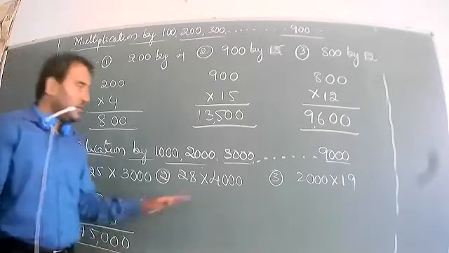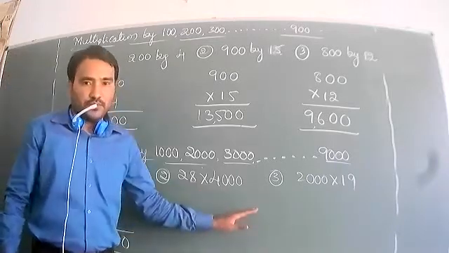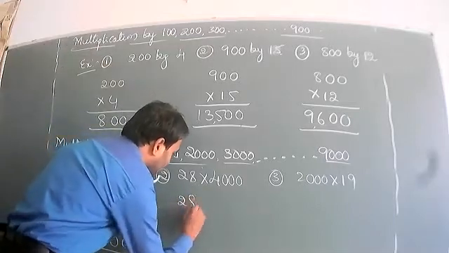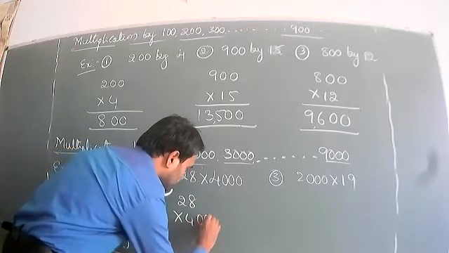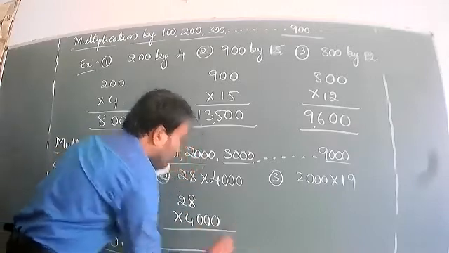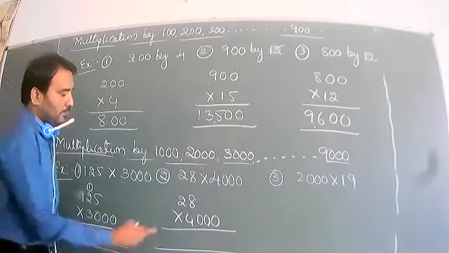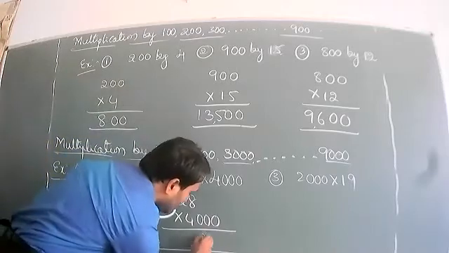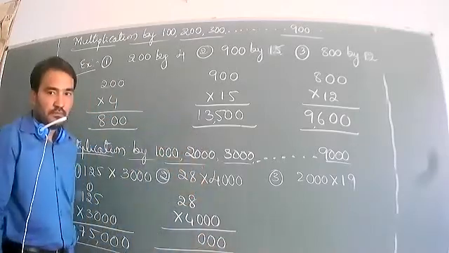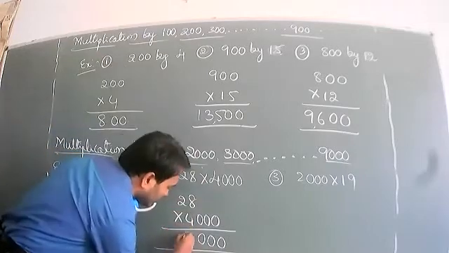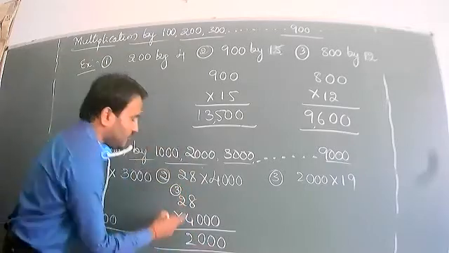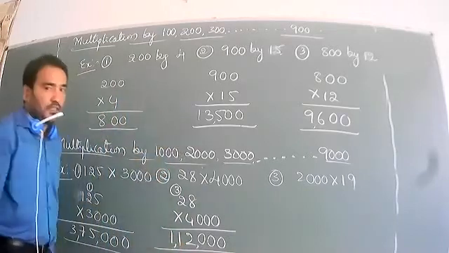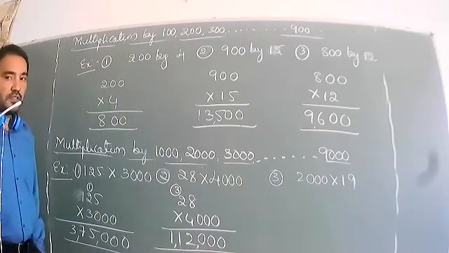Now I will go for 28 into 4,000. First multiply 28 into 4,000. So multiply 4 8 the, and how many zeros? First we have to write 1 2 3. 4 8 the 32, 3 carry, 4 4 the 8, 8 plus 3 is 11. So 1 lakh 12,000. This is the answer.